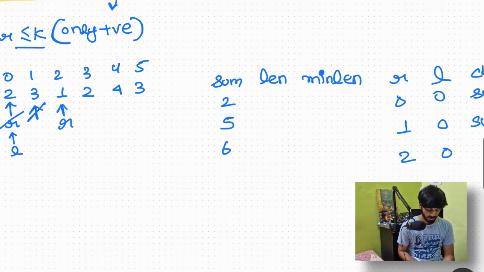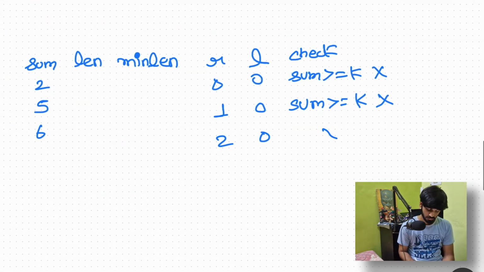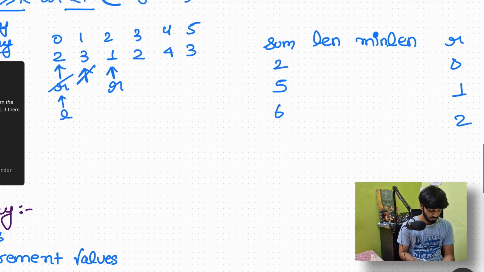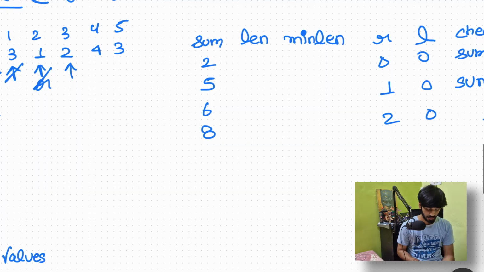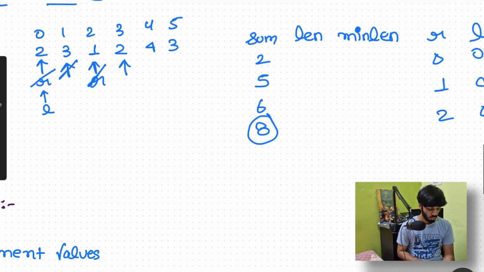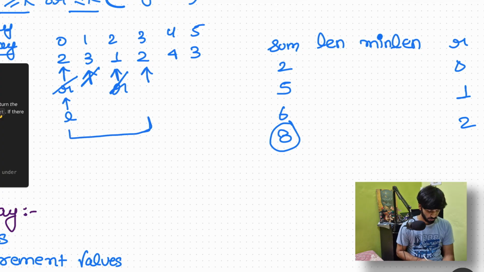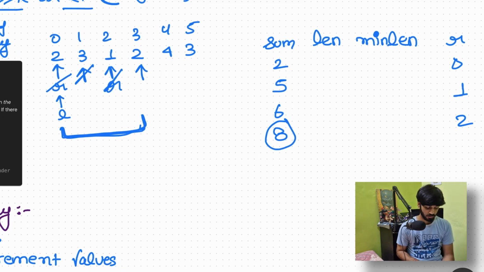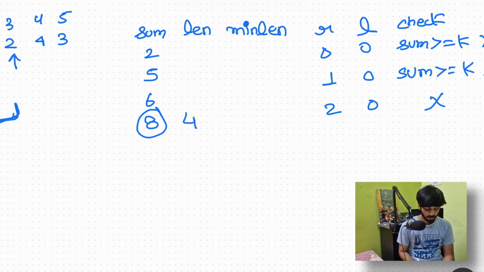Now add 1. 6. Is 6 greater than or equal to 7? No, brother. Again move to the right. Next is 2, so 6 plus 2 is 8. Is 8 greater than or equal to 7? Yes. So what's the length of this subarray, the first subarray we have found? 1, 2, 3, 4. So length is 4. Minimum length is also 4 because we don't have any other option right now.